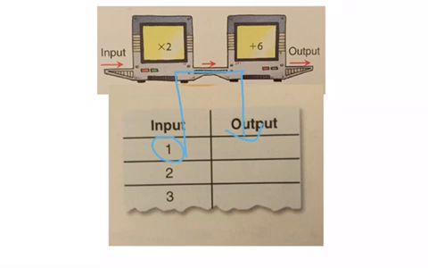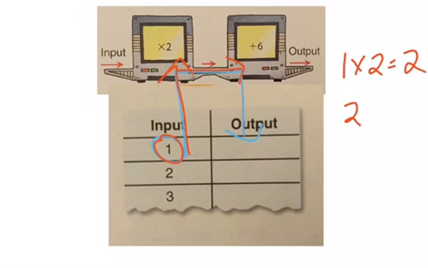So if we look at this specific example, our first input number is 1. The first thing we have to do to it is multiply it by 2. So 1 times 2 is going to leave us with an answer of 2. Then we have to add 6 to it. So 2 plus 6 is 8, which means that our output number is going to be 8.